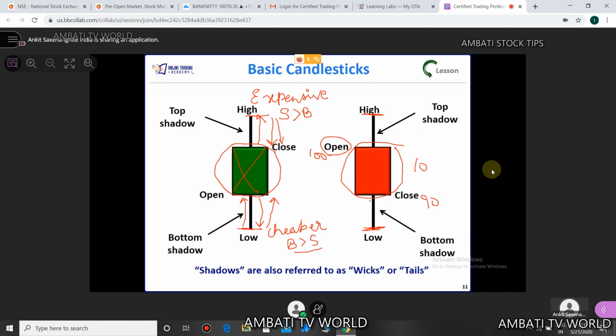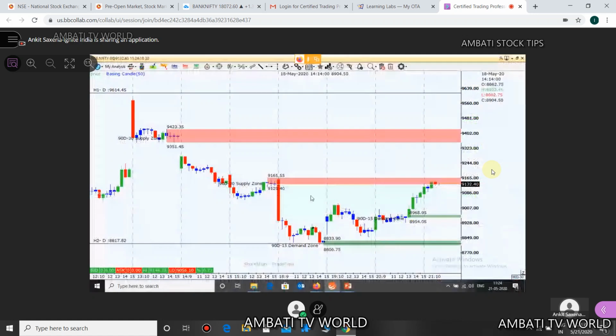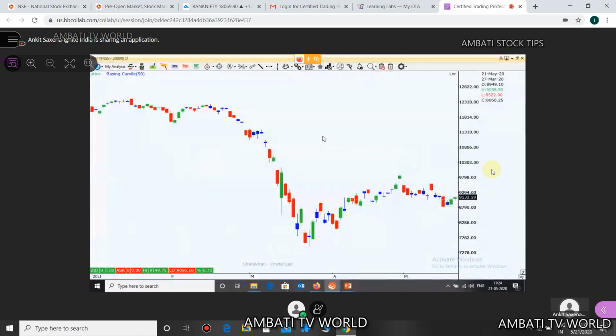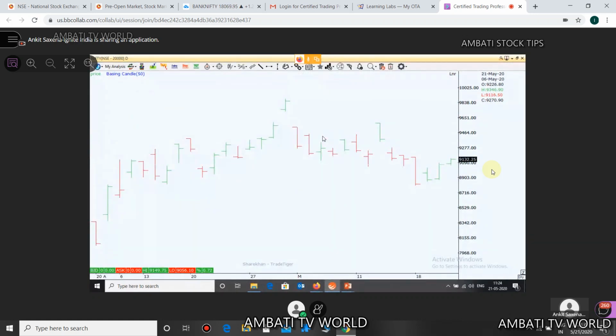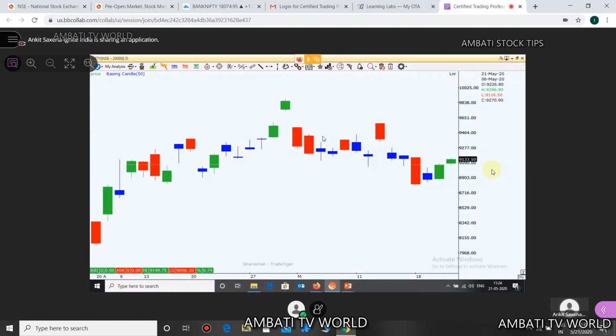Now, if you see a bar chart, how does a bar chart look like? Let me just show you a bar chart here. This is a bar chart. It shows you the same information. Whereas this is a candle chart. Now, what is the difference? It's just the difference of the shape here. That's it. It's the way it is represented here. That's all.